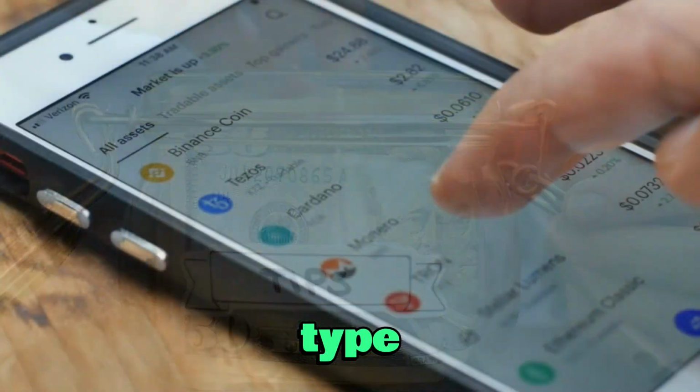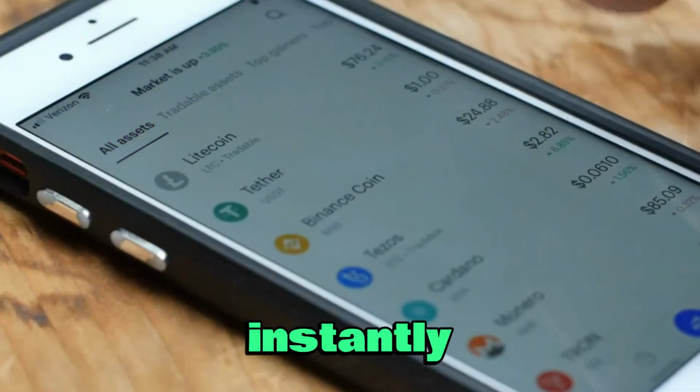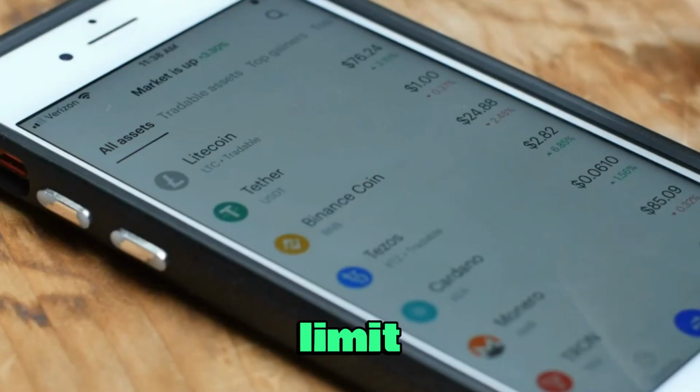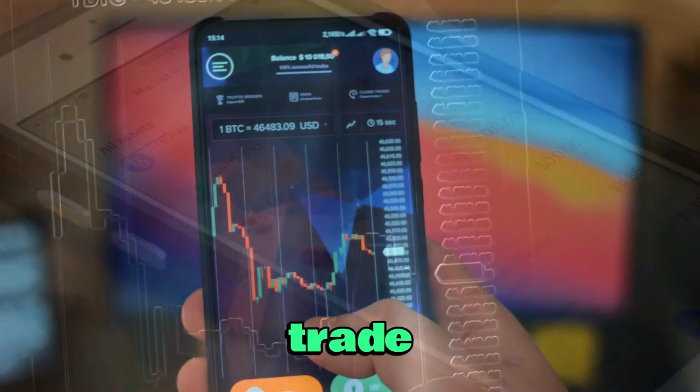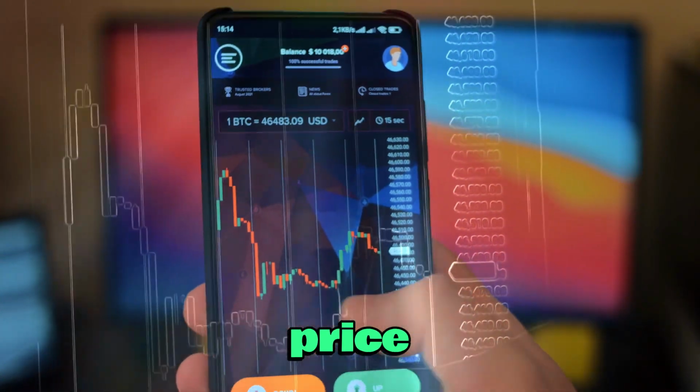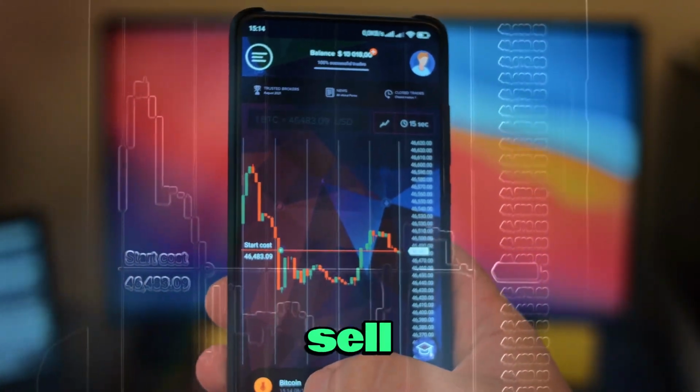Pick the order type. Market order. Buy or sell instantly at the current price. Limit order. Set a price you want to buy or sell at, and Binance will execute the trade once the market reaches that price. Click Buy or Sell.